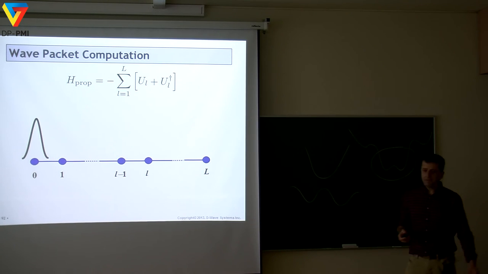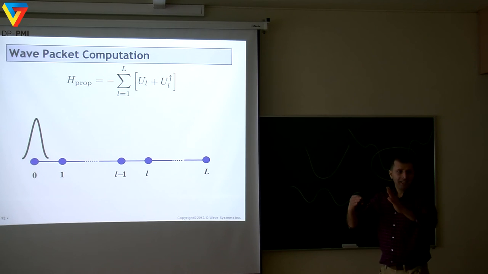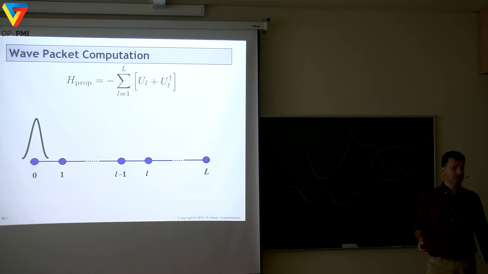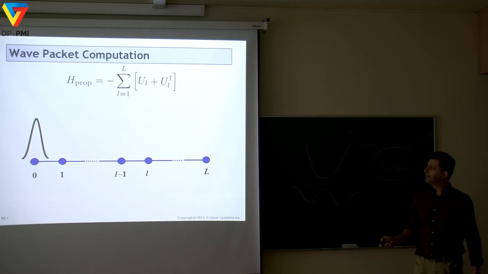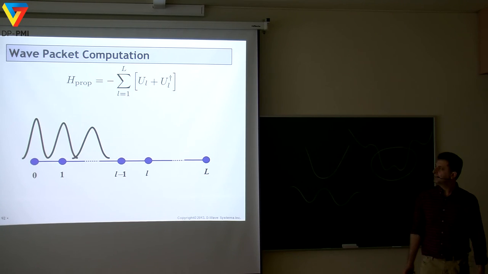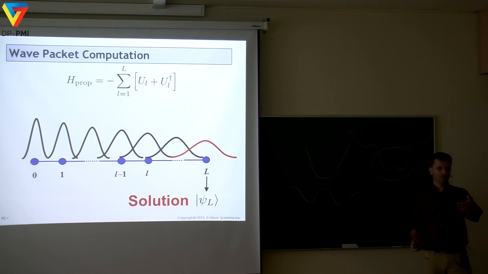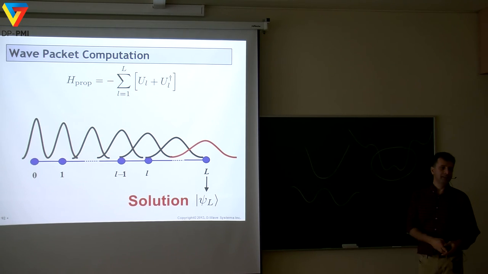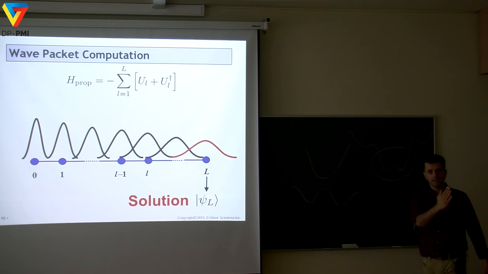Actually, Feynman's original idea was the following. He said, imagine I introduce a wave packet at the beginning of this chain, by initializing in the first state. What happens if I just leave it and the Schrodinger equation acts on this? The wave packet moves, and you get a quantum walk to the end. We were talking about quantum walk yesterday. By making this Hamiltonian, you can solve the problem by making a quantum walk.